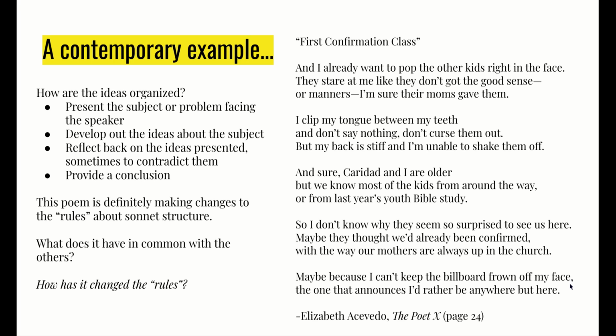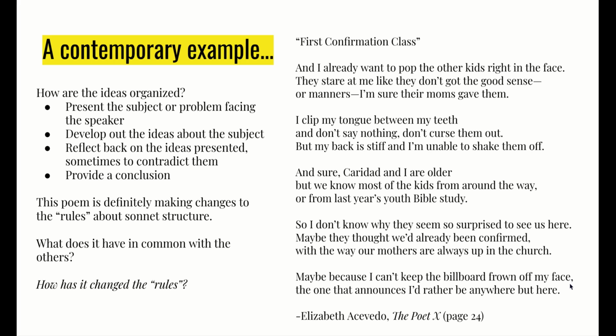After spending the first portion of the poem talking about how she doesn't understand why the other kids in confirmation class don't have any sense, the last 2 lines say, "Maybe because I can't keep the billboard frown off my face, the one that announces I'd rather be anywhere but here." Part of the reason why Xiomara's classmates might be staring at her is because she's sitting in the back of class with a huge frown on her face. Even though they know each other from around the neighborhood, this sonnet presents a situation where the conclusion is actually a kind of contradiction.